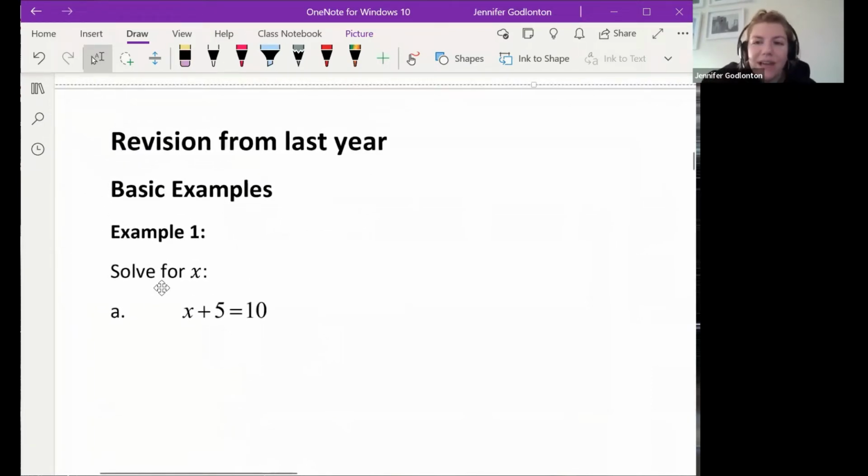So we're going to look at equations over the next 7 lessons. And so this first lesson today is just to get our head around some of the work that we did last year with grade 8 equations, because I know we haven't done equations for quite some time. So let's have a look at this.